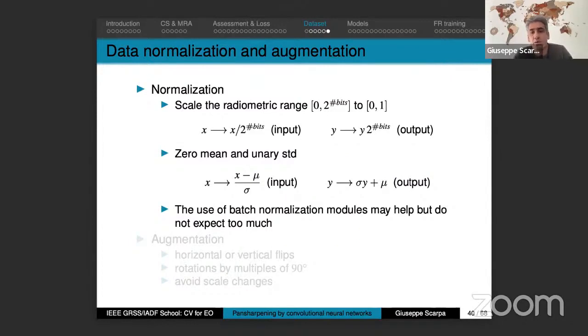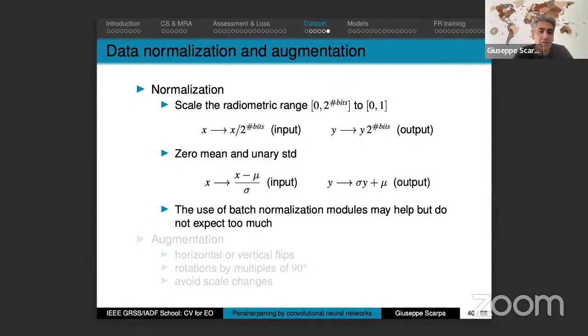To conclude this part on data preparation, let's spend a few words about normalization and augmentation. For normalization, we have essentially two main options. There are also other options, but the most frequent are these two. We can either shift the image dynamic in the 0-1 interval. This can be easily done by dividing by the maximum value, that is a function of the radiometric resolution. So it depends on the number of bits per sample. In this case, we just have to divide by 2 raised to the number of bits per sample.